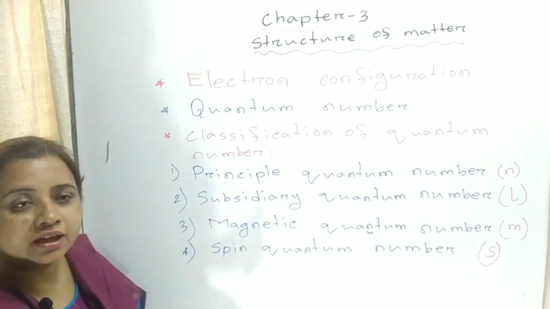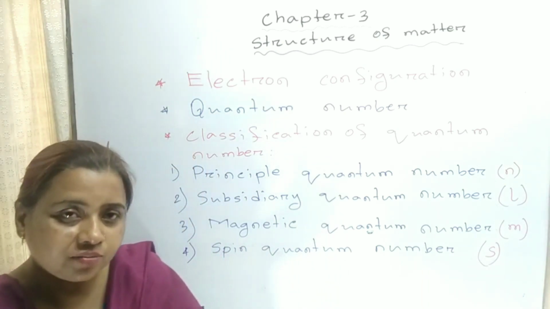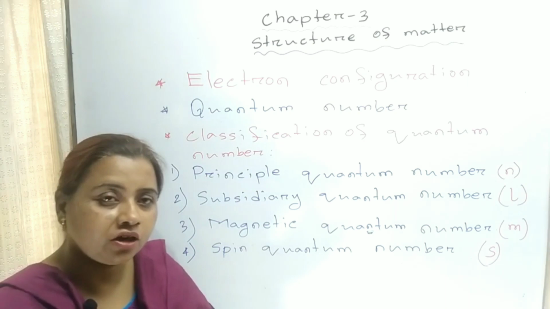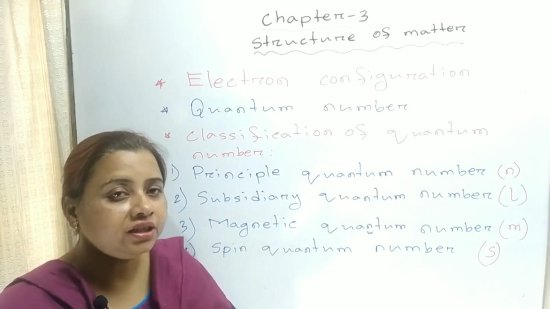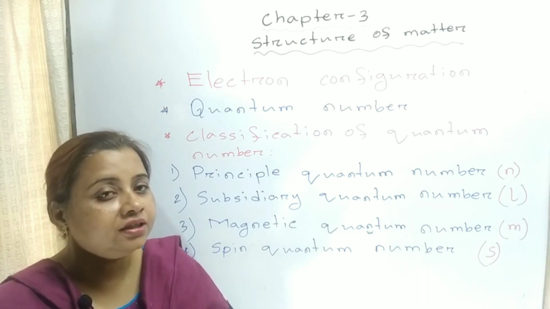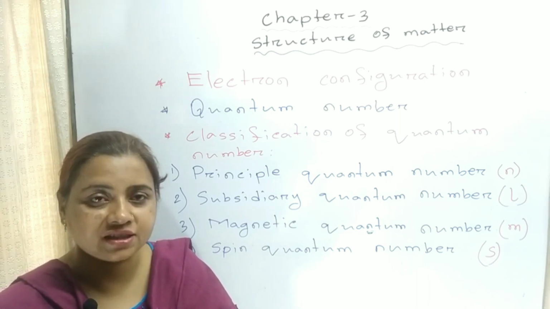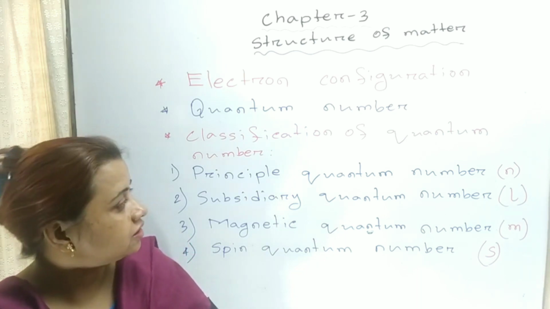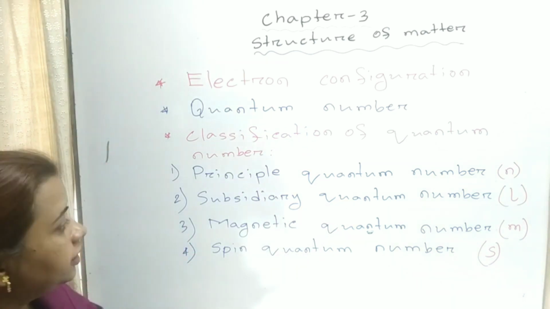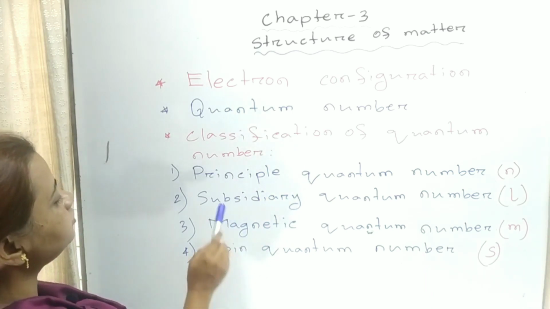And I told you that for expressing the size of the orbit, the shape of the orbit, the orientation of electrons in the orbit and the direction of electrons, 4 numbers are needed. These are called quantum numbers. So, according to this, there are 4 types of quantum number.